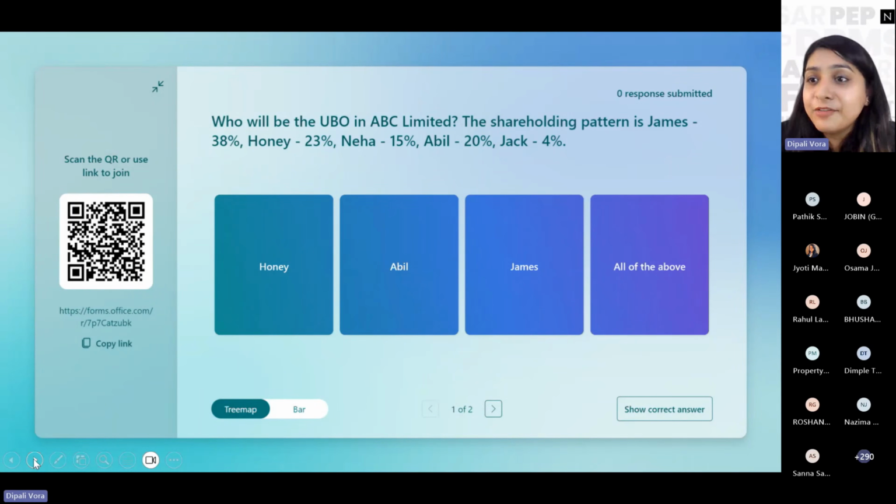So again, I need your phones. Please scan the QR, and we have just two questions in order to understand your UBO understanding.